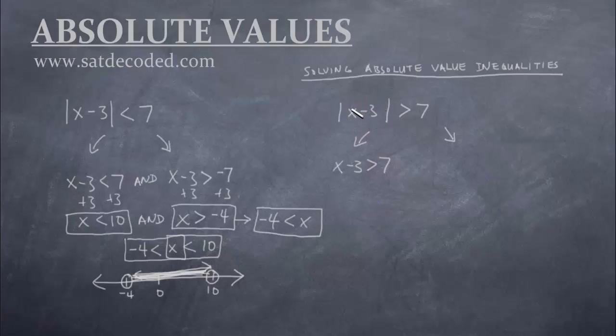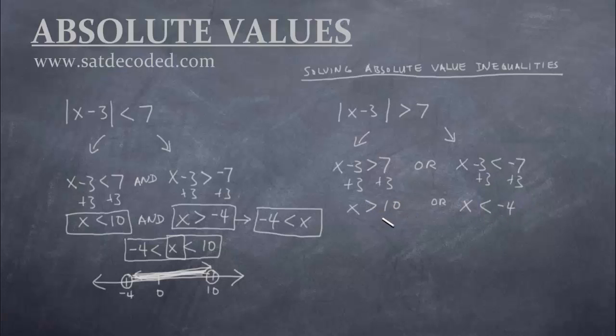Remember, the stuff inside the bars does not change. Then I write "or." So the stuff inside the bars does not change, so it's still x minus 3. What does change is I'm going to flip the sign and do the negative version of this. So negative 7. And now it's pretty much the same process. I'm going to add 3 to both sides. I get x is greater than 10, or, add 3 to both sides, or x is less than negative 4.